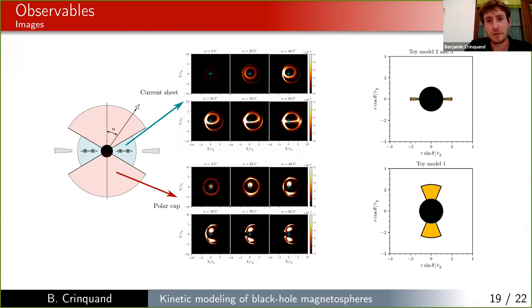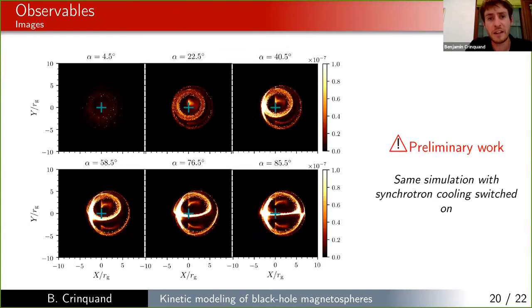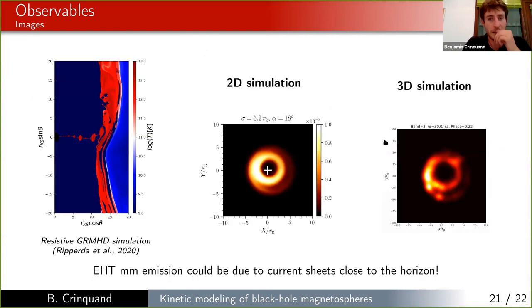This is quite interesting in order to understand the EHT observations, especially as we realized that if we include synchrotron cooling, the relative contribution of the polar cap was way below the contribution from the current sheet. That would mean that we might be able to model the EHT images using the sole emission from the current sheet. In any case, we now know from GRMHD simulations that current sheets are ubiquitous in black hole accreting systems, and I'm sure that Bart in the next talk will be talking about that. So we wanted to model EHT images using the emission from the current sheet.